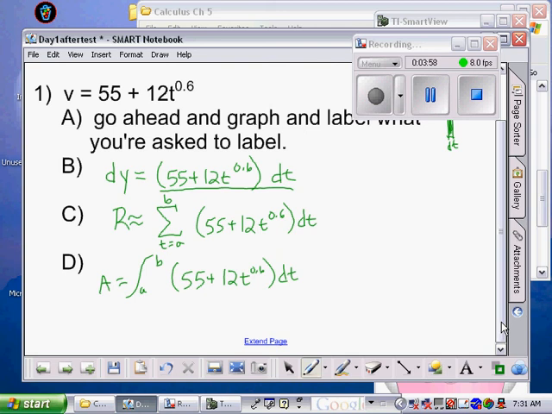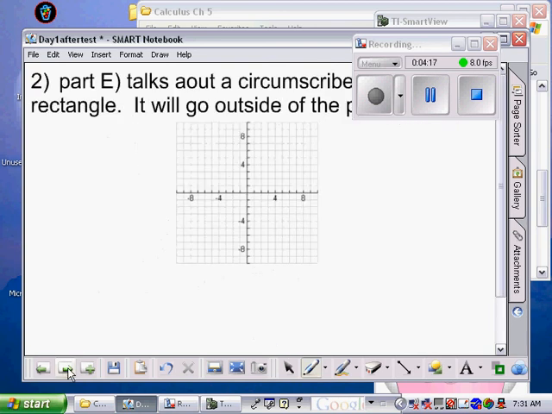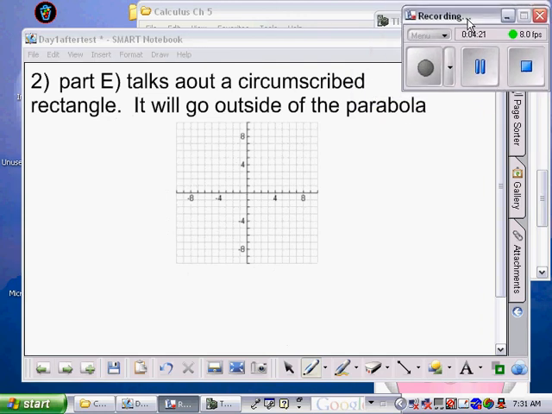Number 2, I want to talk about one term that they use that you probably have forgotten from geometry. Number 2, it says that you're supposed to sketch the graph of the parabolic region. Let me see if I have a page with this on it. Yeah. It talks about a circumscribed rectangle. That's the term I'm afraid you have forgotten.